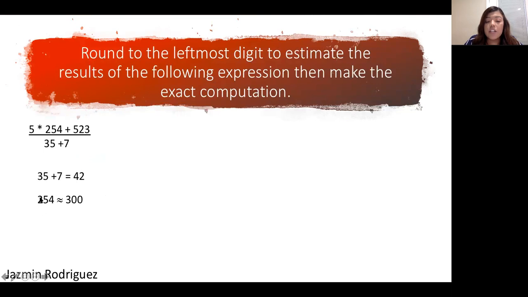The number next to it is 5. And the rule is that if it's 5 or more, you round up. So it rounds up to 300. And then we have 523, and the number next to our leftmost digit is a 2, which is less than 5. So that's going to round down to the nearest 100, which is 500.